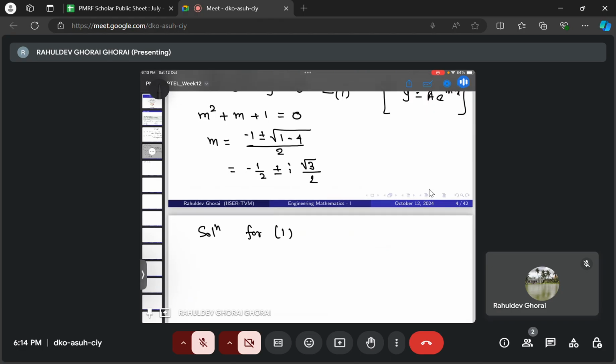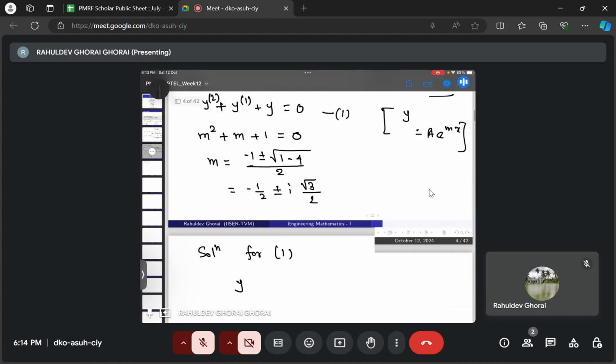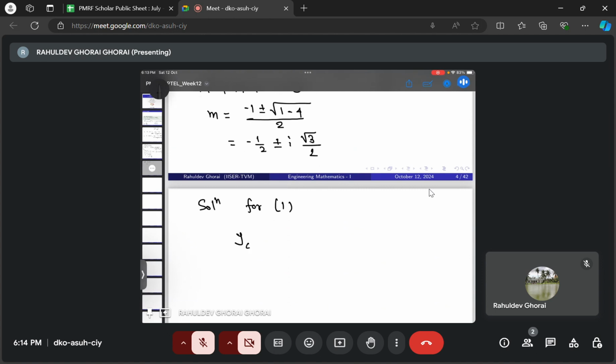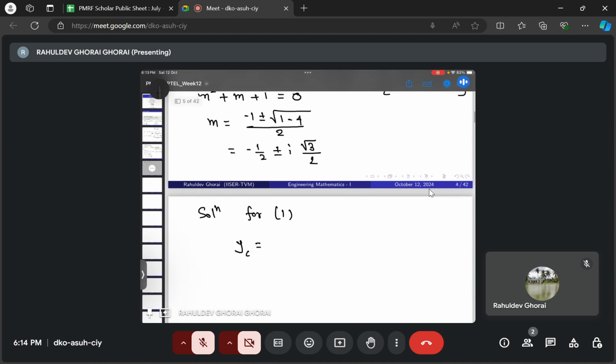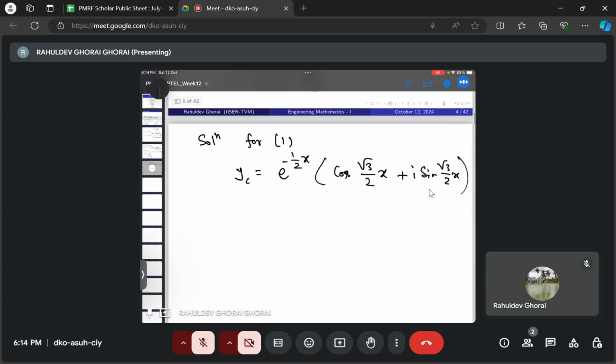How can you write the solution for this one? The solution for the homogeneous equation, which we sometimes call yc, will be e to the power minus half x times cos of root 3 by 2 x plus i sin root 3 by 2 x. If you see, I gave one example here.